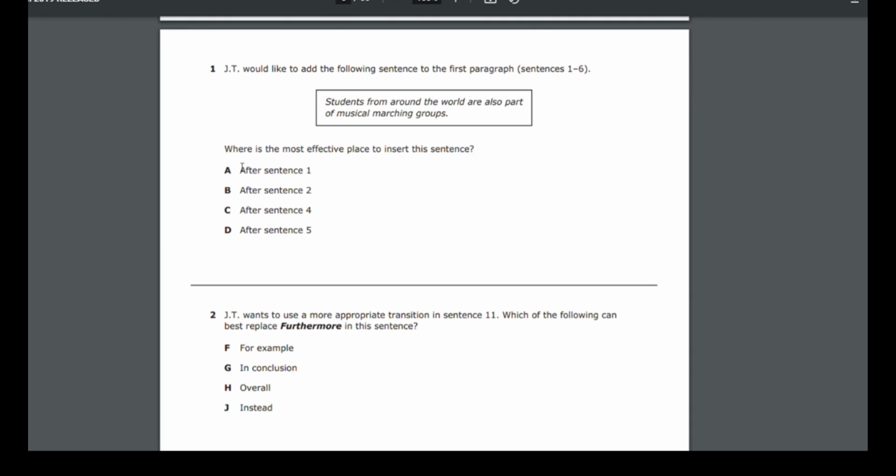So here we have, what is the most effective place to insert this sentence? And we have after sentence 1, after 2, 4, and 5. All I'm going to read is the sentence and then this one behind it, and then from there, choose the one that sounds the best. Now, here is what's key to this: students need to actually read this out loud.